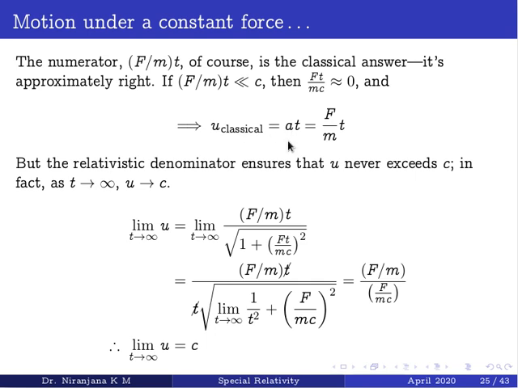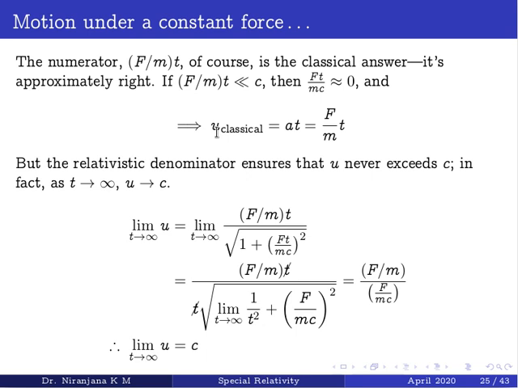If the initial velocity is 0 and the initial position is also 0, then the velocity is given by acceleration into time, and acceleration is given by force by mass, because force equals mass into acceleration. From this substitution, F by m into t will be the velocity of the particle.